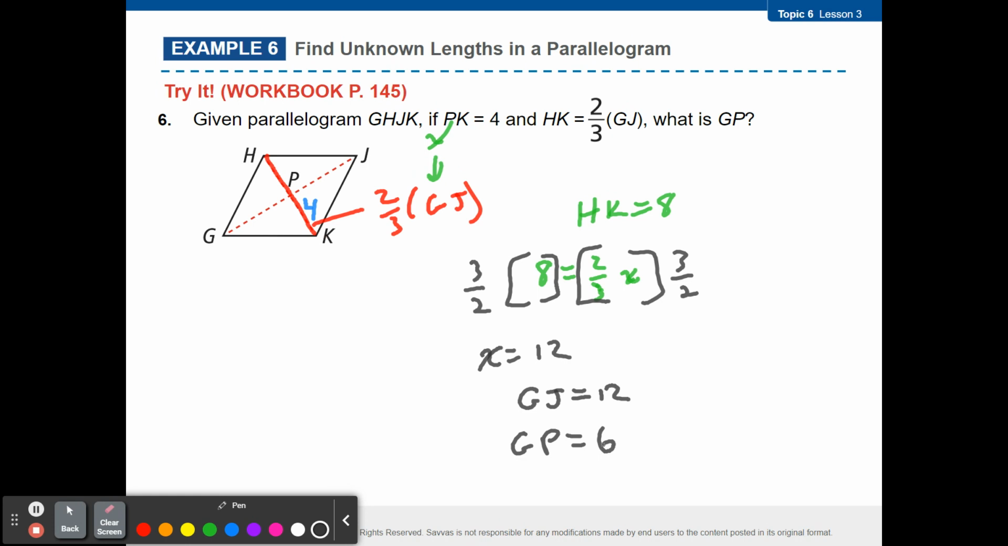The next habit of mind. On page 145, it says, how can you tell which diagonal of a parallelogram has the greater length? What do you guys think? Go ahead. Yeah, the longer diagonal connects the vertices with the smaller angles. So that's how you know which one's longer. All right, questions on this? Anything?